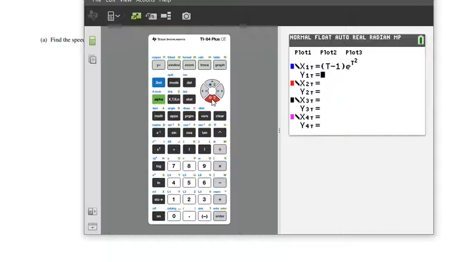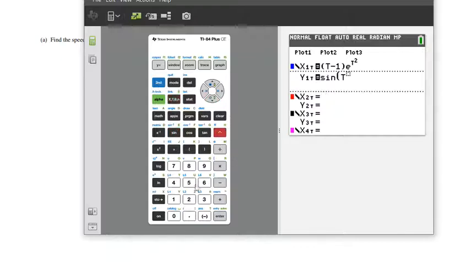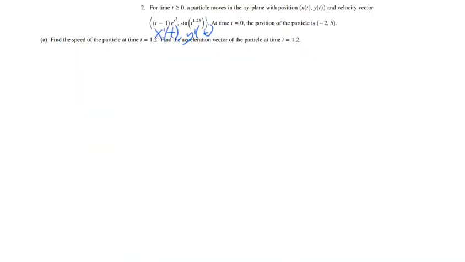And our y prime of t, which I'll put in here, is going to be the sine of t to the 1.25. Let's go back up and put in a closed parenthesis at the end. And now let's go and read part A. We have to find the speed of this particle at t equals 1.2.